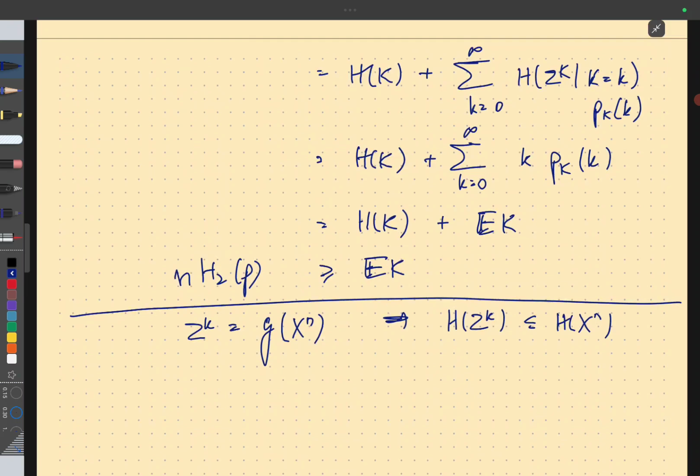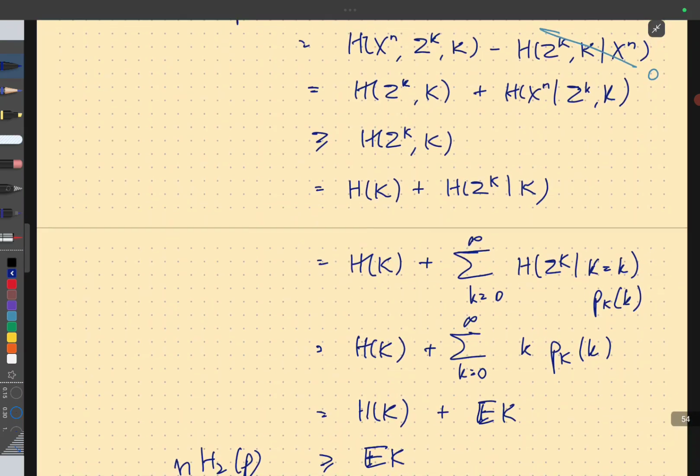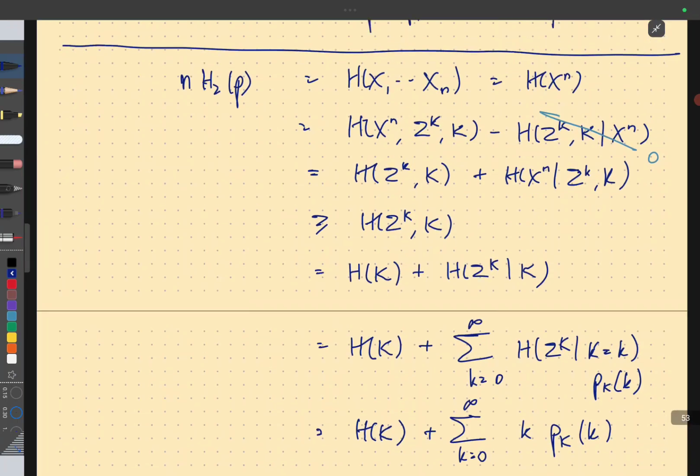But in the end, all of this requires a proof. We condition on Zk. If I only conditioned on Zk, I would never get expectation of k. Because in the end, what I was really interested in was expectation of k, not the entropy of Zk. If I were only interested in showing that entropy of Zk is less than or equal to entropy of Xn, then yeah, that would have been enough.